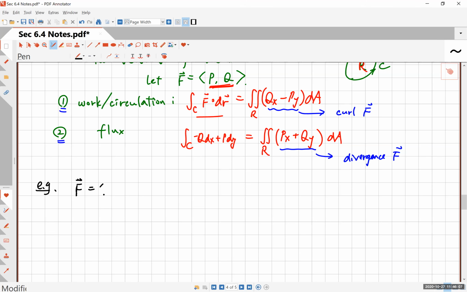Let F be, let's make it simple, <x, y>. And C is this curve, which is a unit circle. You know what a unit circle is. It's the circle of radius 1 centered at the origin, and the most common parameterization of that is <cos t, sin t> as t goes from 0 to 2 pi. No problem here.